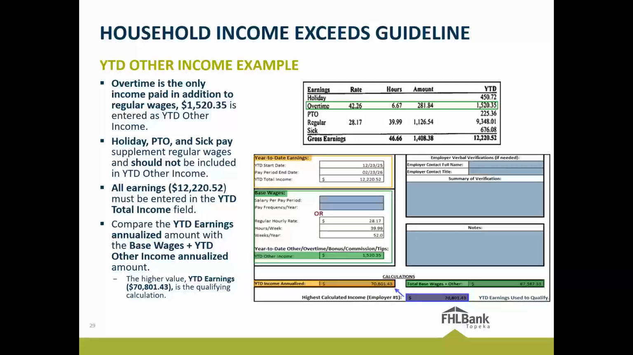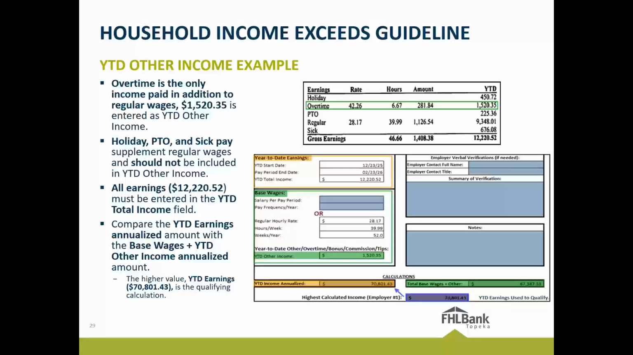Here you can see where overtime is the only income paid in addition to regular earnings. So you should be entering the $1,520.35 in the year-to-date other income. All other pay earnings there are paid at the regular rates. And so then you would be entering the full year-to-date total, the $12,220.52, into the year-to-date total income section.